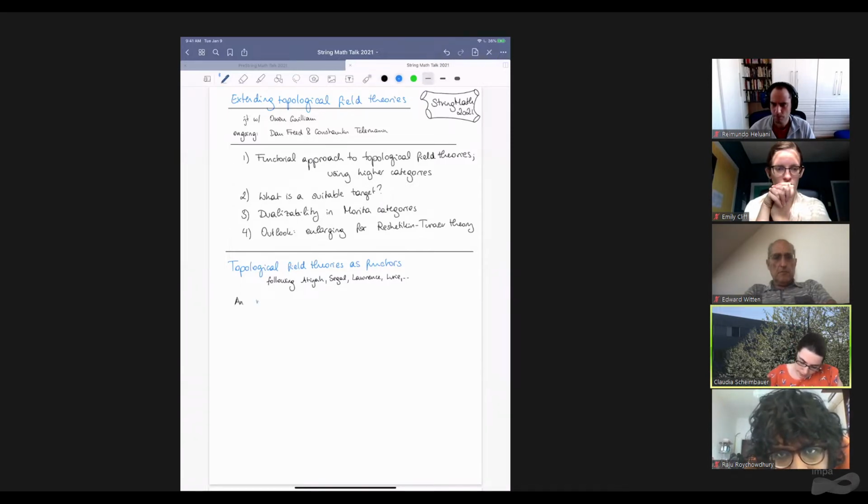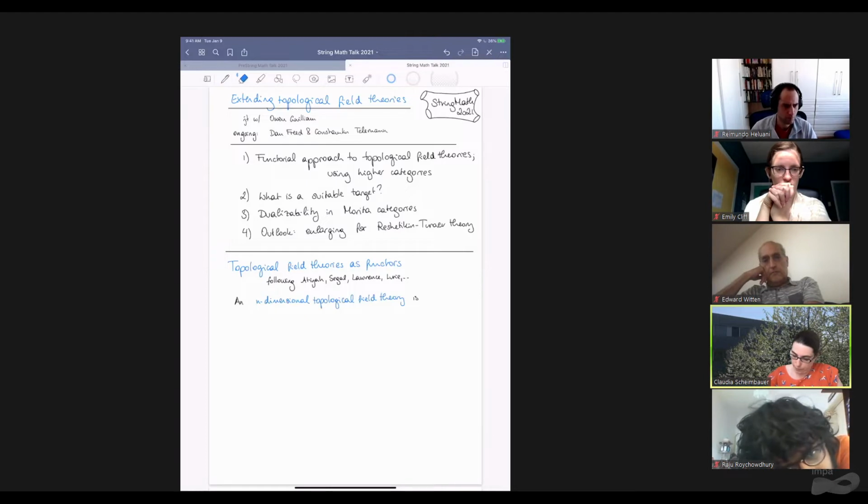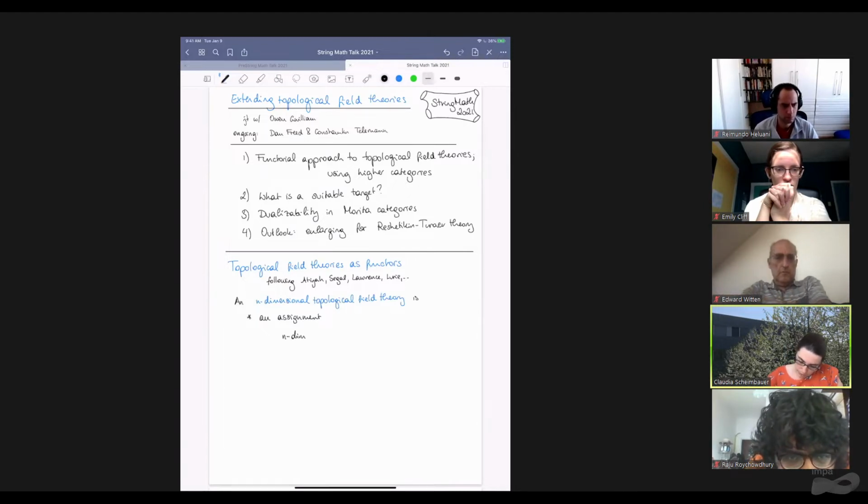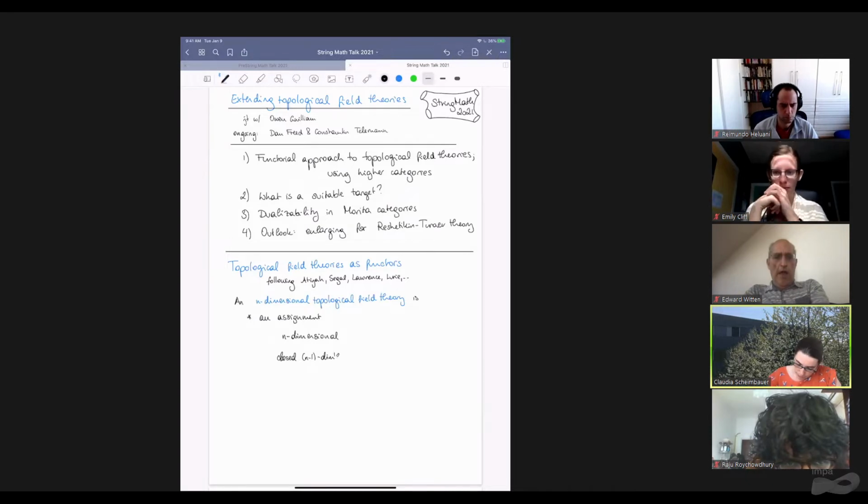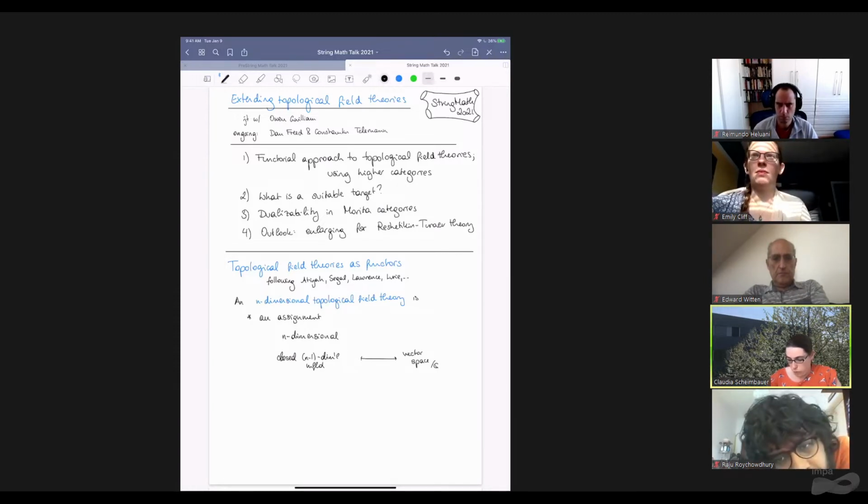So for us, an n-dimensional topological field theory is an assignment which sends, I guess I should start with a lower dimension, a closed n minus one dimensional manifold to a vector space, usually over C, but whatever. And an n-dimensional cobordism is sent to a linear map.